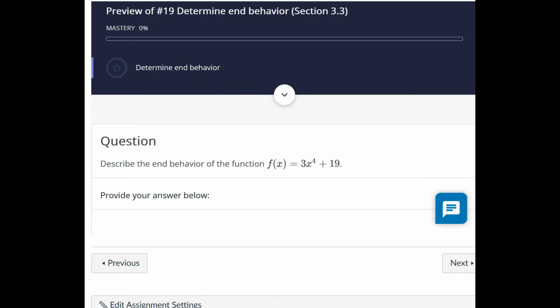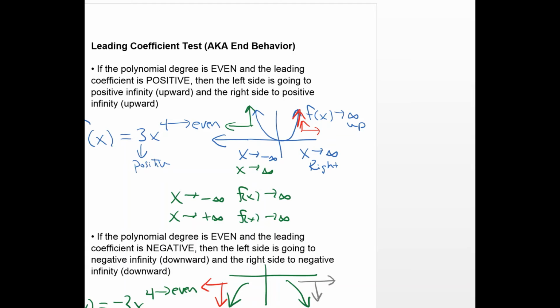Okay? The next thing that you're looking at is the leading coefficient. The leading coefficient is the 3 right here, and that value is positive. So you have a positive leading coefficient with an even degree. That's the first case that we took a look at. Visually, let me remind you, that's this situation right here. So we have an even degree with a positive leading coefficient. Notice both sides are going upward.